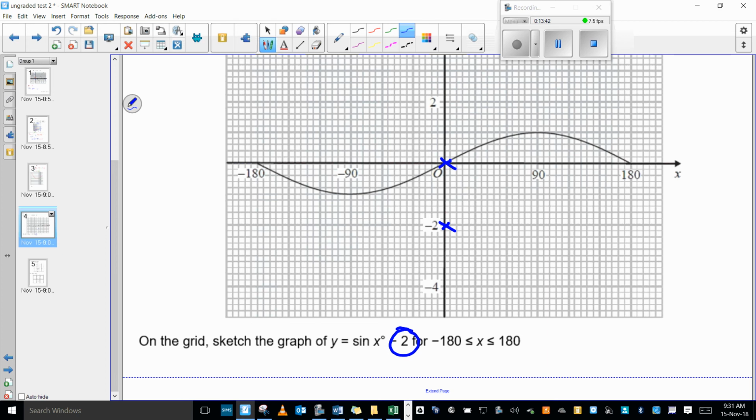I'm going to go down 2 units. So I'm going to go down to -1. Here I'm going at 0. I'm going through at -2. Here I'm going through -1. So I'm going to go down to -3. Here it's at 0. So I'm going to go down to -2.